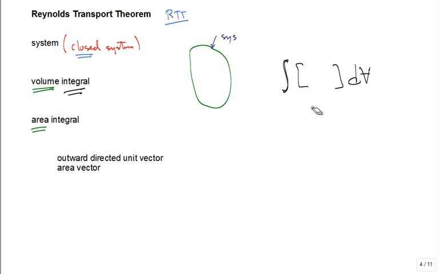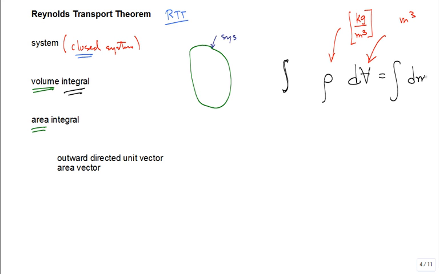Now if somebody says the integrand is rho, what are the units on rho? What are the SI units? Kilogram per meter cubed. What are the SI units of a little dV, a little volume? Meter cubed, a small little volume. And so it looks like that volume integral would be a mass integral. You'd sum up all the little chunks of mass that constitute the system.